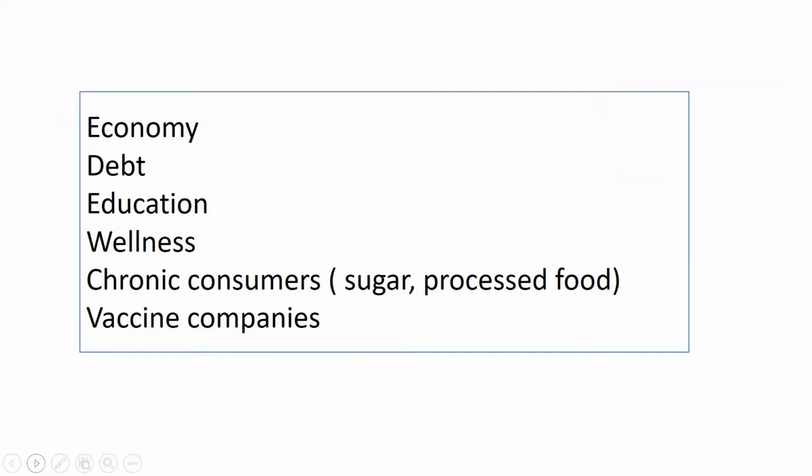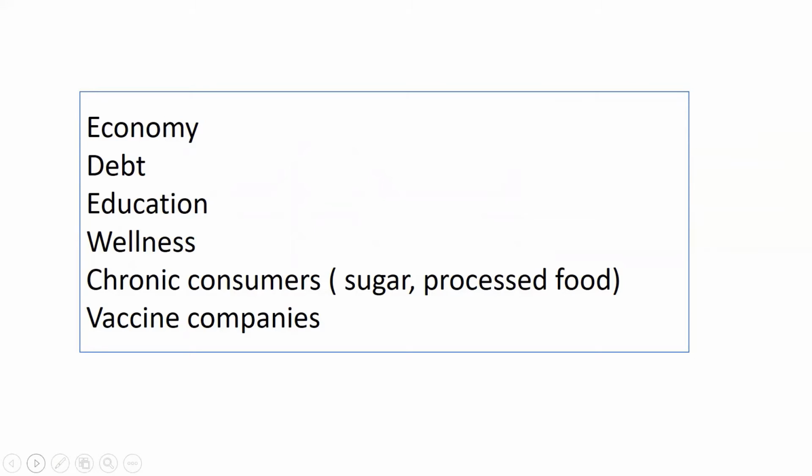So we have a problem in our economy. We have a problem with debt. We have a problem with education, wellness, and we have become chronic consumers. Also, when it comes to sugar, processed food, and also even buying. And then we have the problem with vaccine companies. Sometimes, are they actually creating this disease so that we buy this vaccine, or are they creating the illness so that we're buying this medicine? So we have to be very careful here.